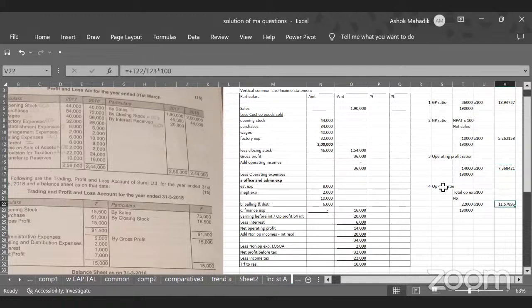Okay. Then fifth, operating ratio. Operating ratio will be covering all the cost. That is COGS plus operating expenses on net sales into 100. Okay.